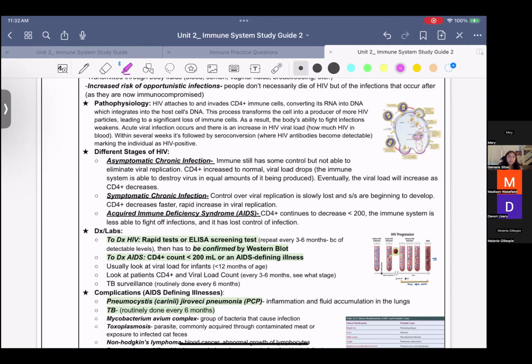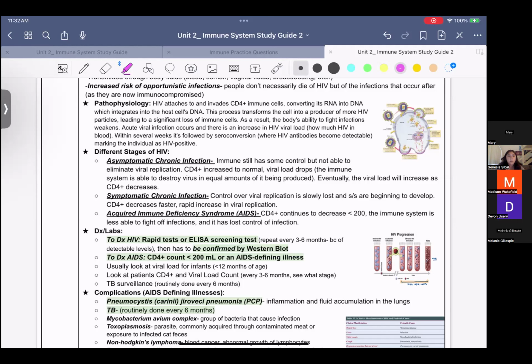So within several weeks, it's followed by seroconversion. That is a big word she likes to use. And that's basically where HIV antibodies become detectable. Like I was saying, at first you're not going to be detectable because it just starts converting that RNA into DNA. So it's changing that.